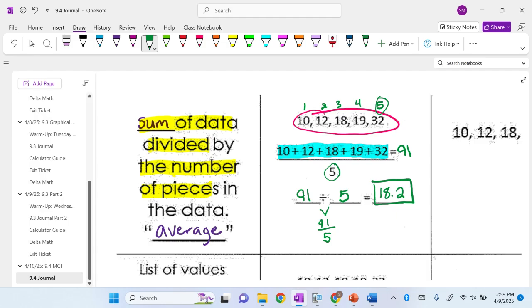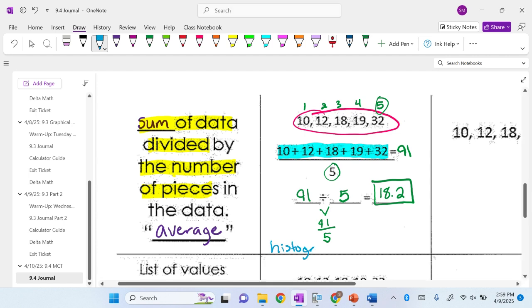So when we're talking mean, we typically are going to see mean in terms of histograms. You see it sometimes with dot plots.